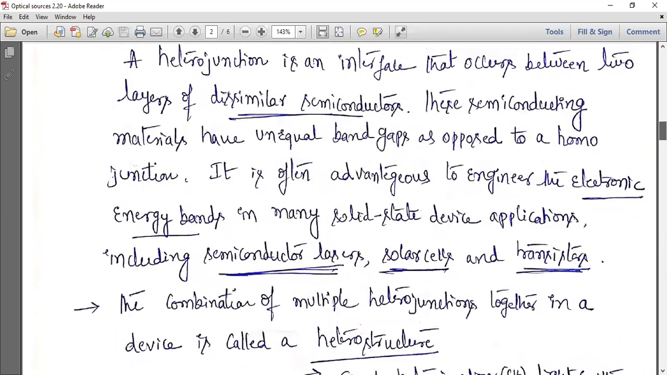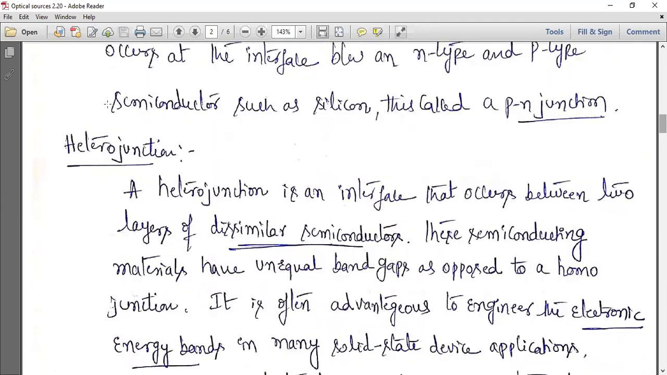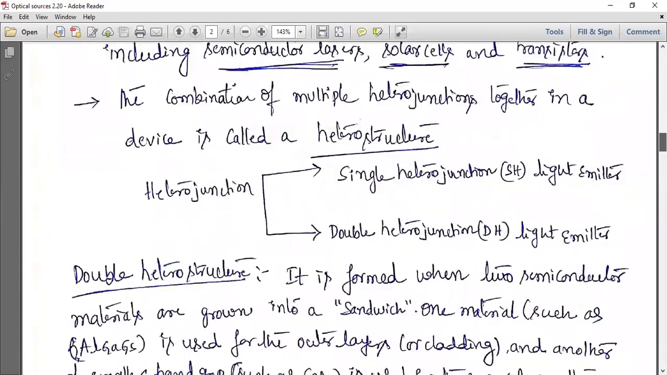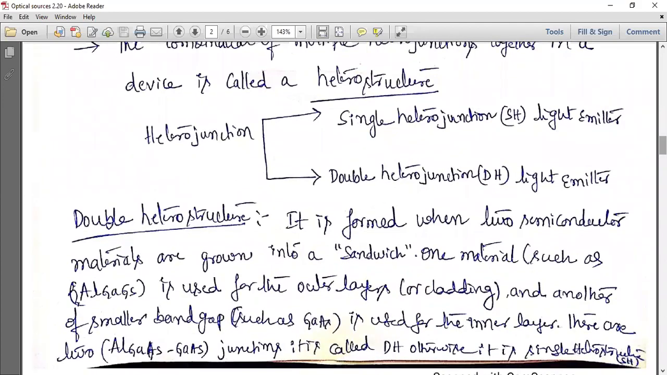Heterojunction is the one which is used in the manufacturing of LEDs and lasers. Homojunction can be used, but there are disadvantages for homojunction. We'll discuss that later. In the case of a single heterojunction, that means one gallium and one arsenide. If you combine them, there is one layer. So it is called a single heterojunction. The particular junction between gallium and arsenide is called a single heterojunction.